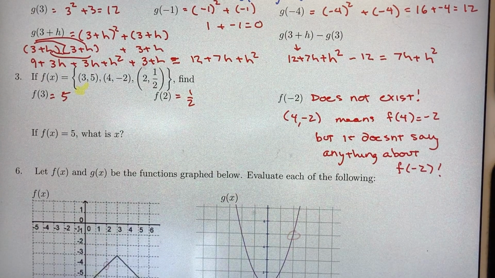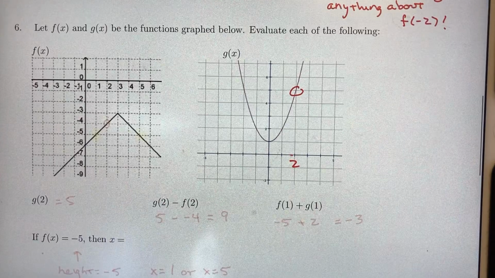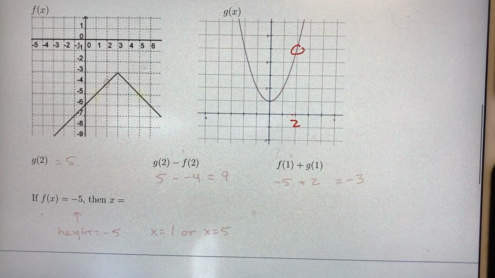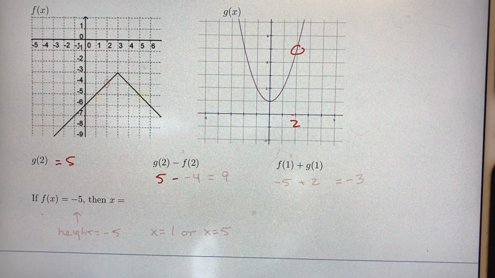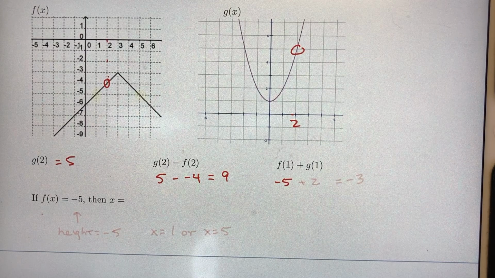Okay. G of 2, I go over to G and up to where 2, over to 2. G of 2 looks like it's at height 5. So 5 minus, what's f of 2? At f of 2, it's down at -4. Careful when subtracting negatives. F of 1 is -5, and G of 1 is at height 2.